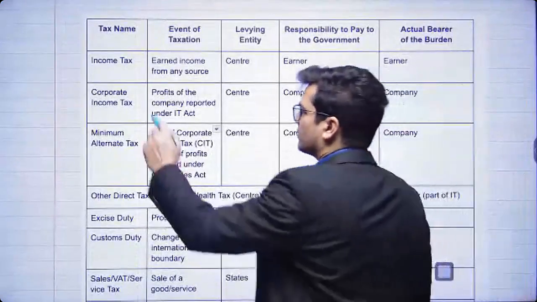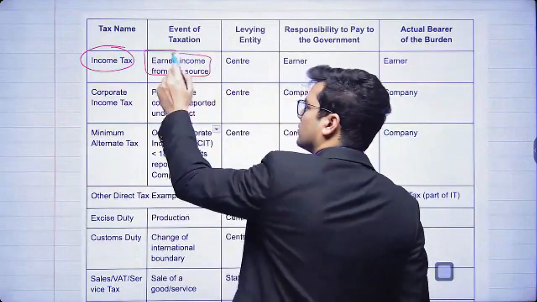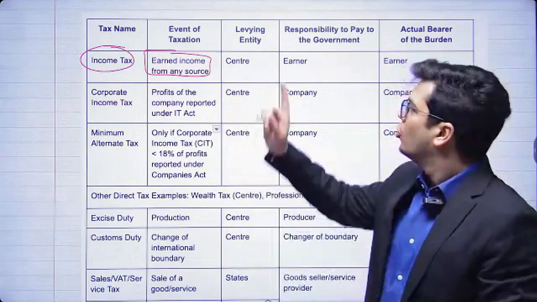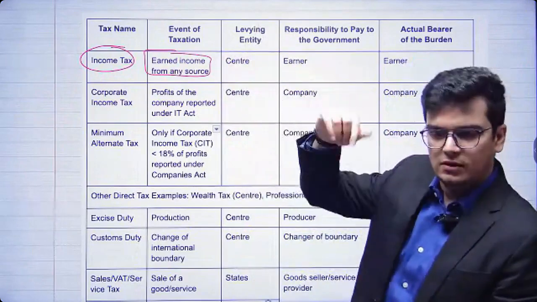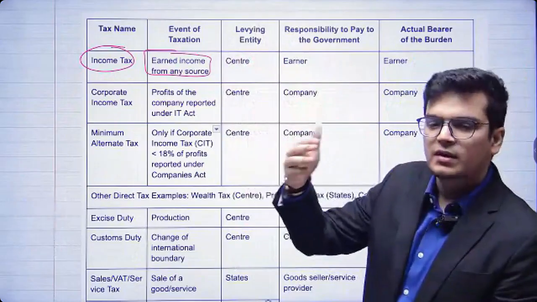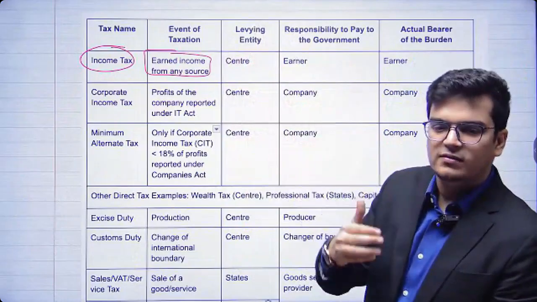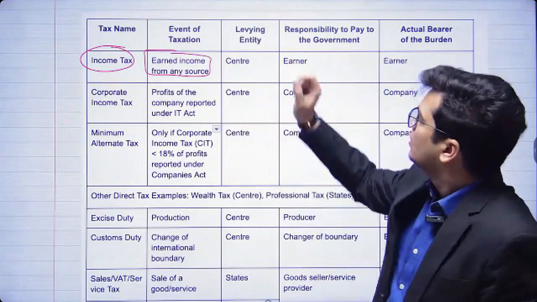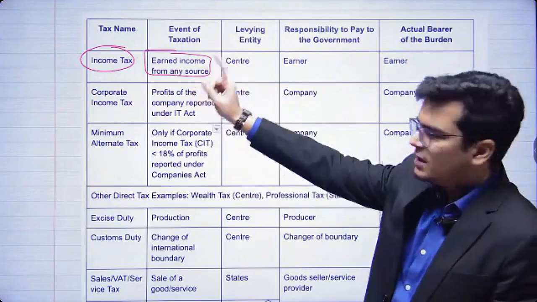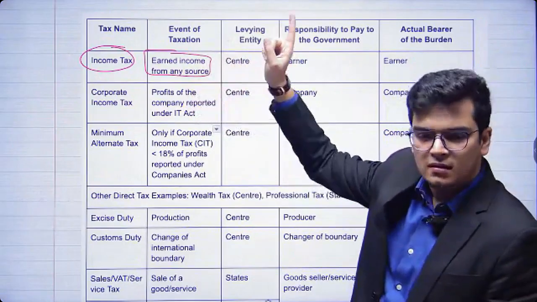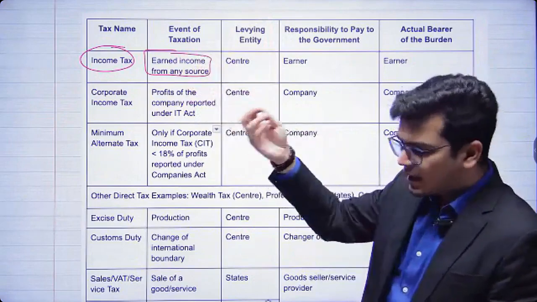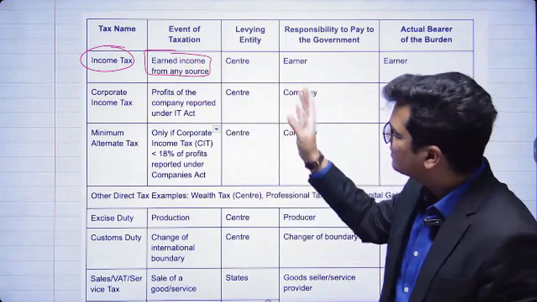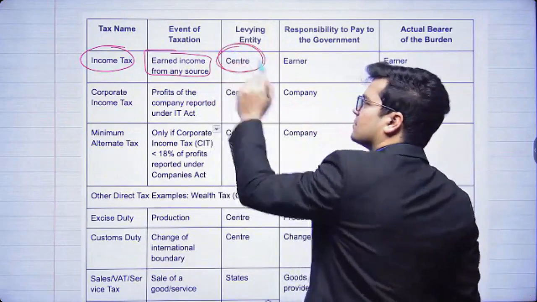One is income tax. Income earned from any source, but there should be income. Who is levying the tax? देखो, there is a central government, there is a state government, there is a local government. All governments can have the idea of levying tax, of collecting this tax, etc. So first is income tax. Who is earning income? I am earning income. The moment I earn income, an event of taxation is created and a tax is levied. Who is levying this tax? Central government is levying this tax.